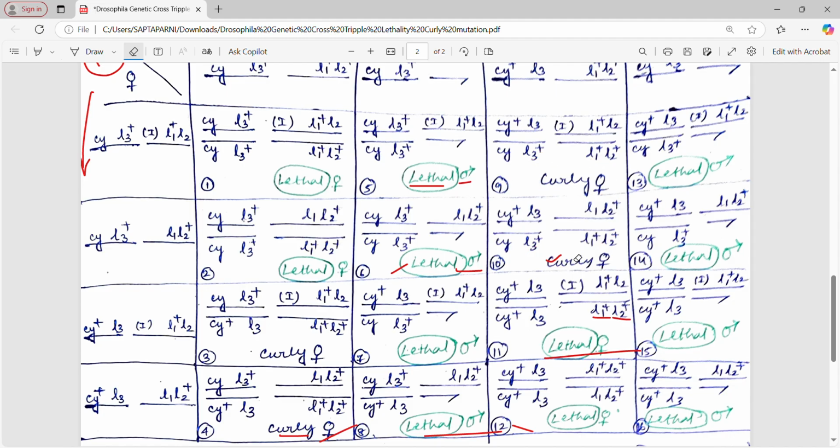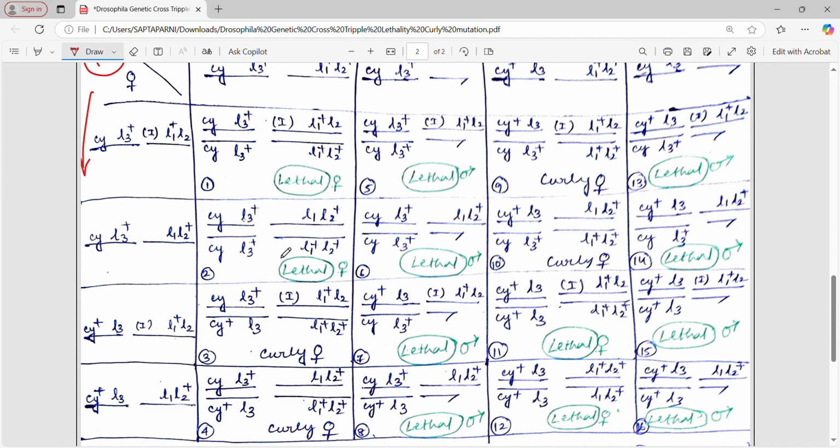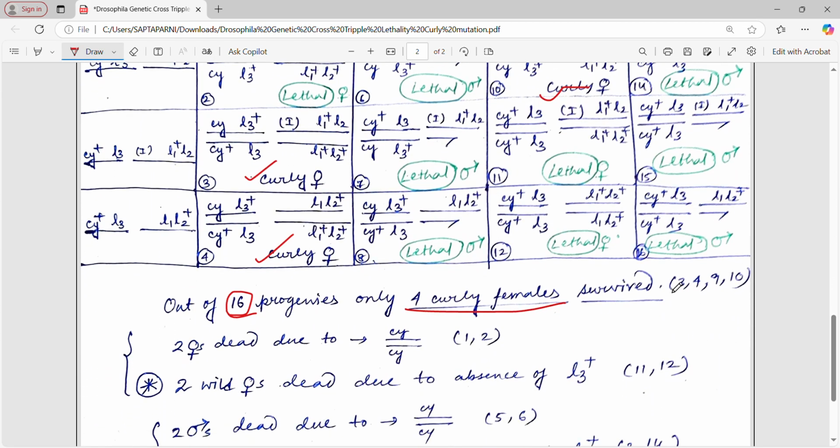I would request you to do the cross by yourself so that you can be very clear about what is going on here. So see here, these are the 4 curly females. These are the box numbers I have mentioned here for your reference: 3rd, 4th, box number 9 and 10. So these are the only 4 curly females, box 3, 4, 9, 10, which survived. And the other 12 progenies died.